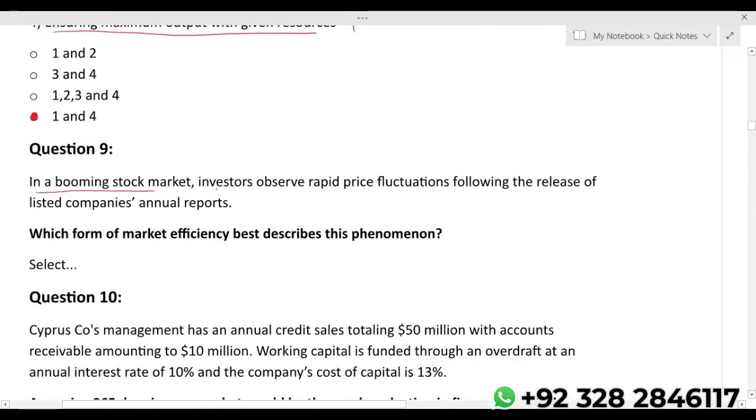In a booming stock market, investors observe rapid price fluctuations following the release of listed companies' annual report. Which form of the market? Students, when the information has been made public and the reaction from investors comes after information has been made public, then it actually represents semi-strong efficiency. Semi-strong.